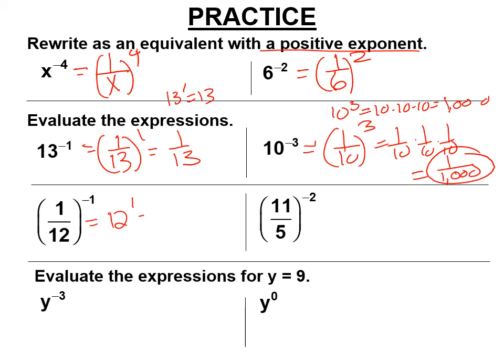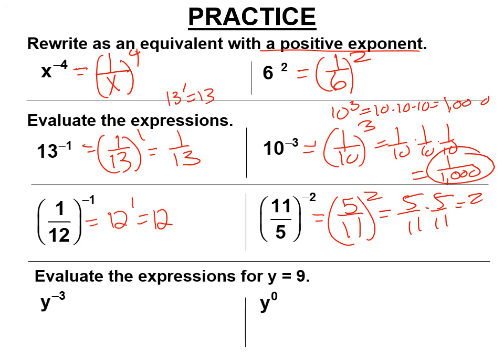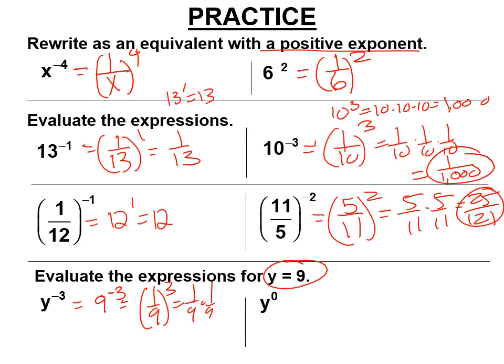This is 12 to the 1st, 12. This is 5/11 squared, also known as 5/11 times 5/11. 25/121. 11 times 11 is 121. Y is 9 here, so 9 to the negative 3rd, same as 1/9 cubed. 1/9 times 1/9 times 1/9. 9 times 9 is 81, and 81 times 9 turns out to be 729. So this is 1 over 729.